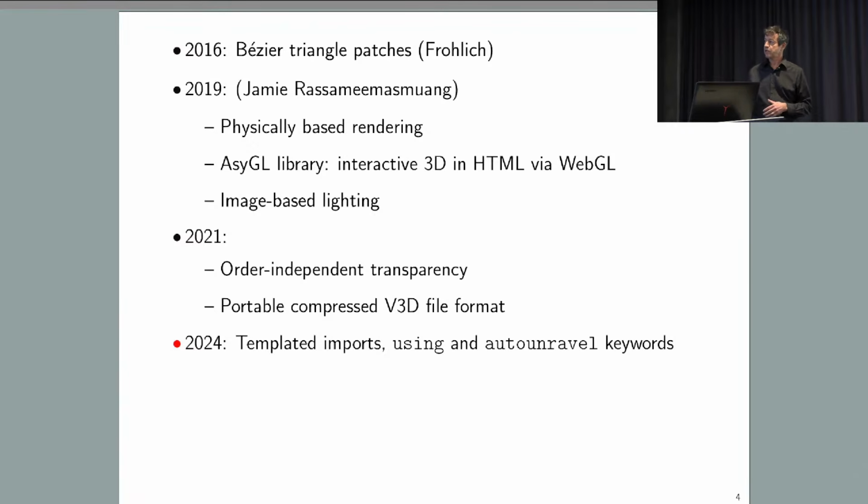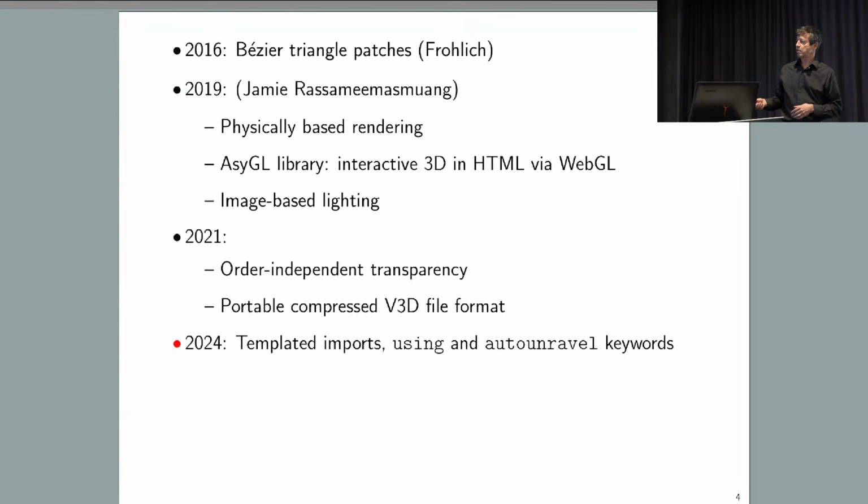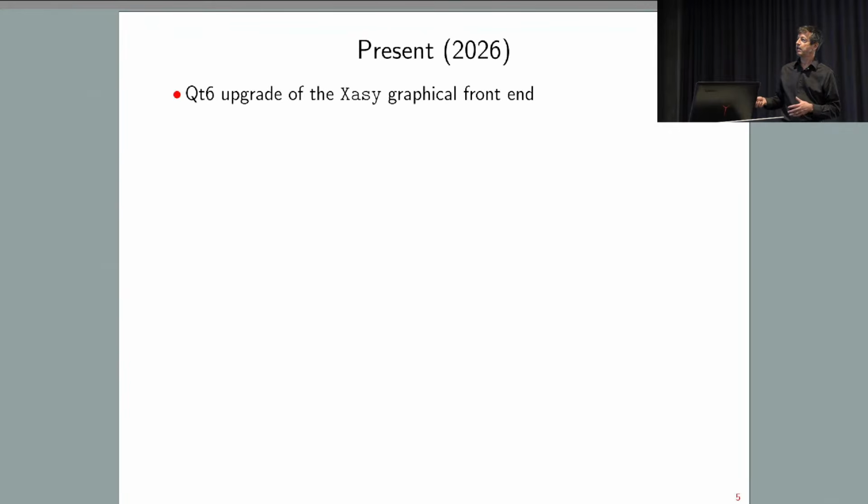And to do this correctly, you need advanced hardware features of the GPUs. We all have those features, but the software is kind of lagging, and that's one of the problems, as we'll see. There have been a lot of language improvements thanks to the work of Charles Statz. He introduced the templated imports, the using and auto unravel keywords. I'll talk about those briefly.